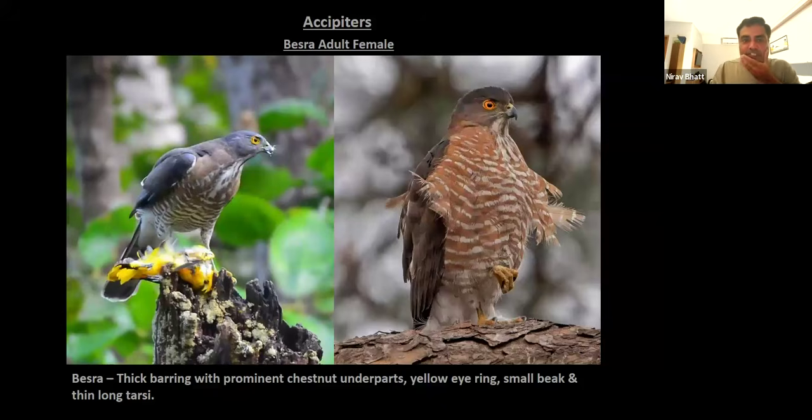We'll see some more comparisons once again. This is adult female Besra, and there are variations in the plumages. That's why we are seeing these images now. So thick barring on the underpart. Vertical, there are chestnut blotches with vertical streakings. Yellow eye ring, smaller beak, uniform head, dark head, and a prominent gala stripe. These are the most important ID pointers. Okay. Long, thin tarsi.